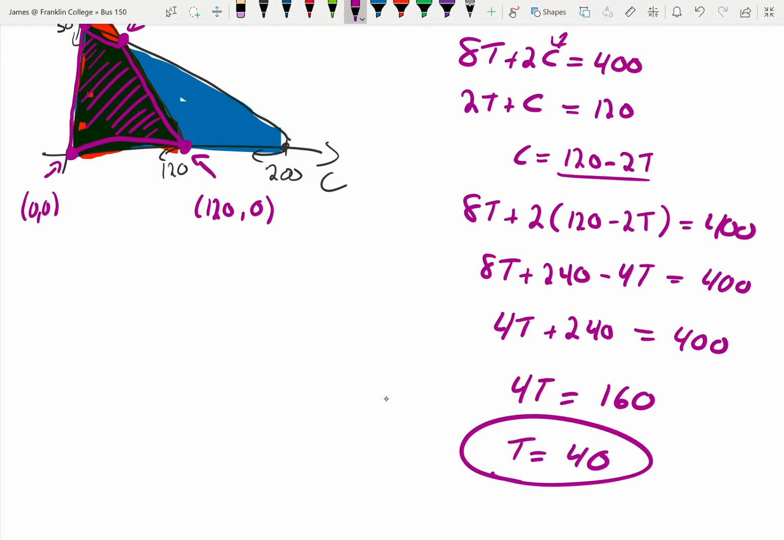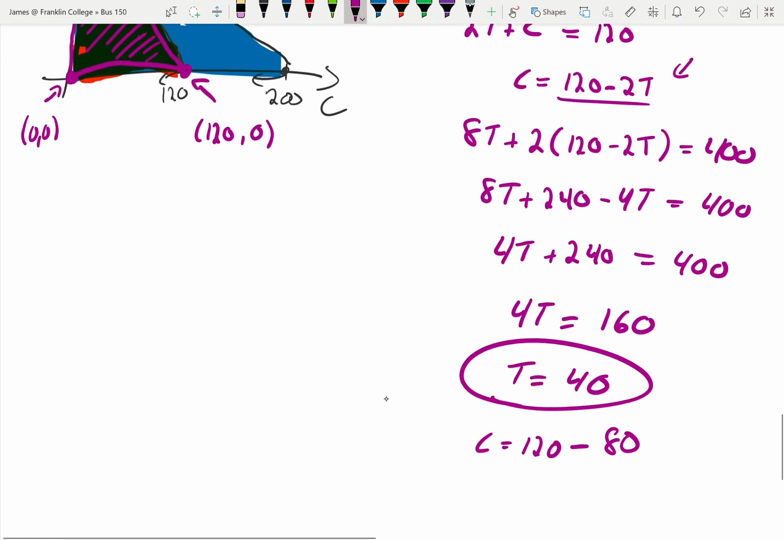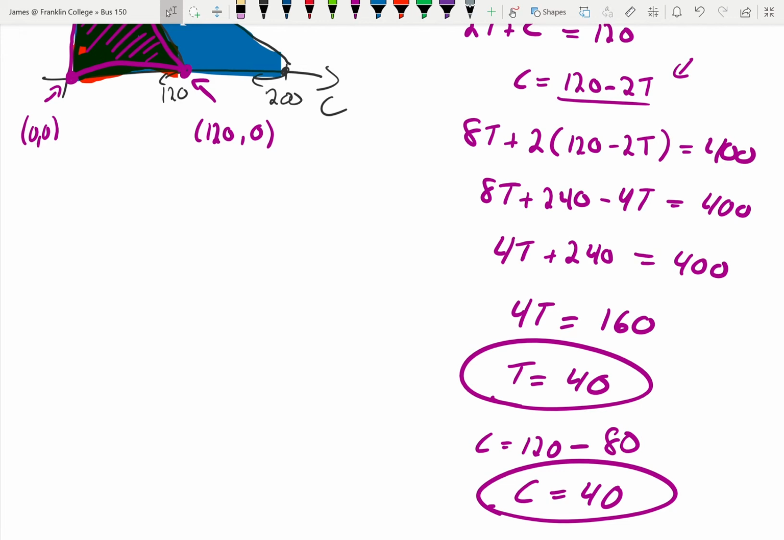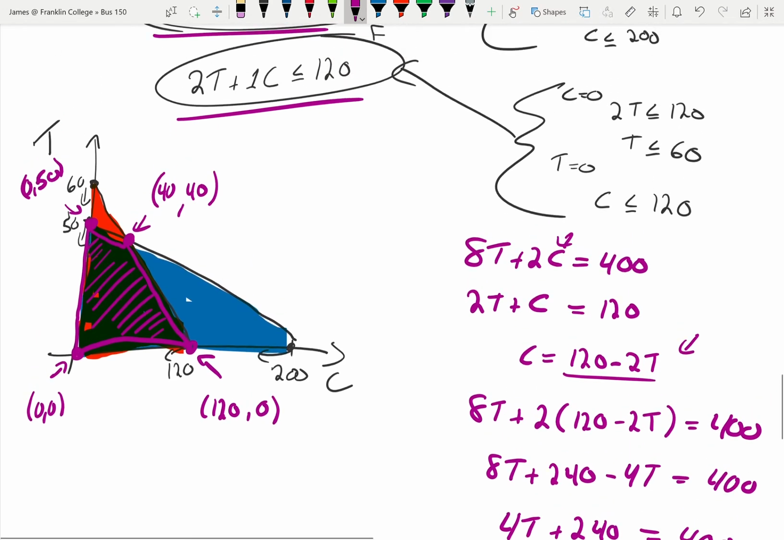And now, if we know t equals 40, we can plug that 40 into that c equation right there, or c equals 120 minus 2 times 40. 2 times 40 is 80. C equals 120 minus 80. C also equals 40. Alright, so we know the point right here is going to be the point 40, 40. So we have mapped off all our corner points of the solution set from the linear inequalities.